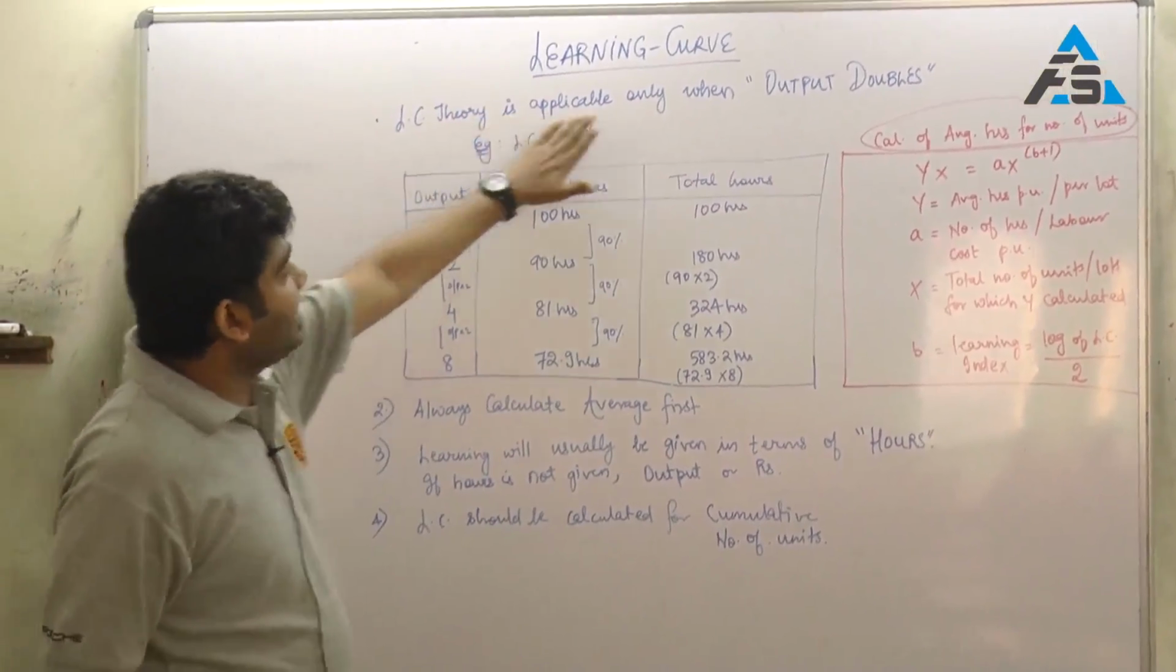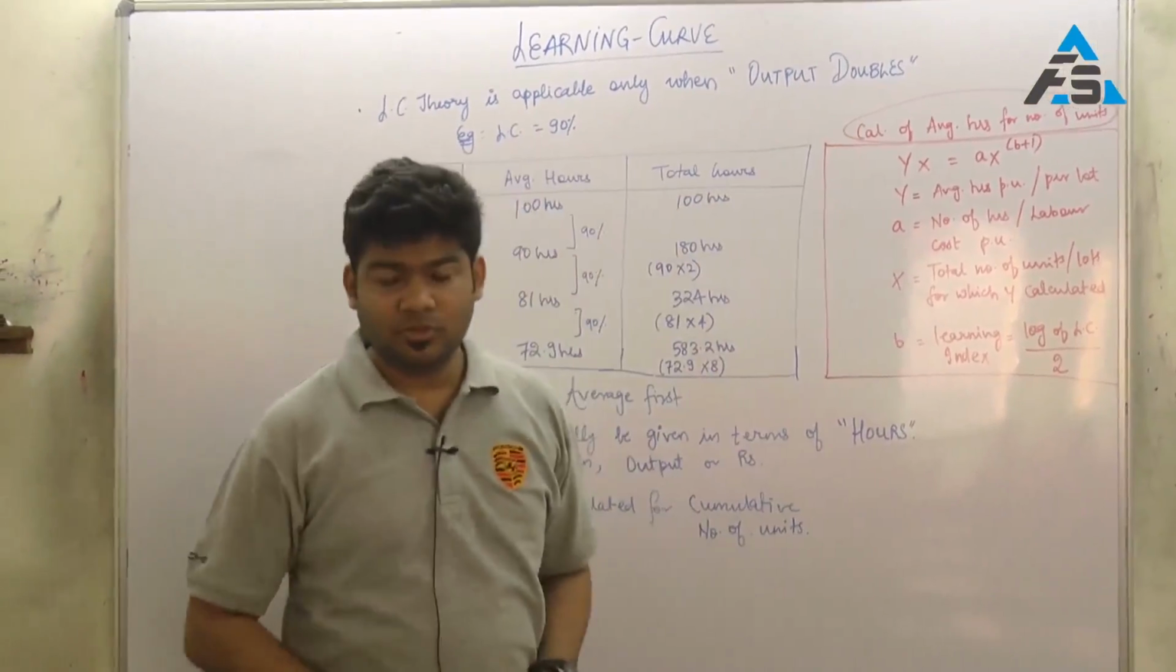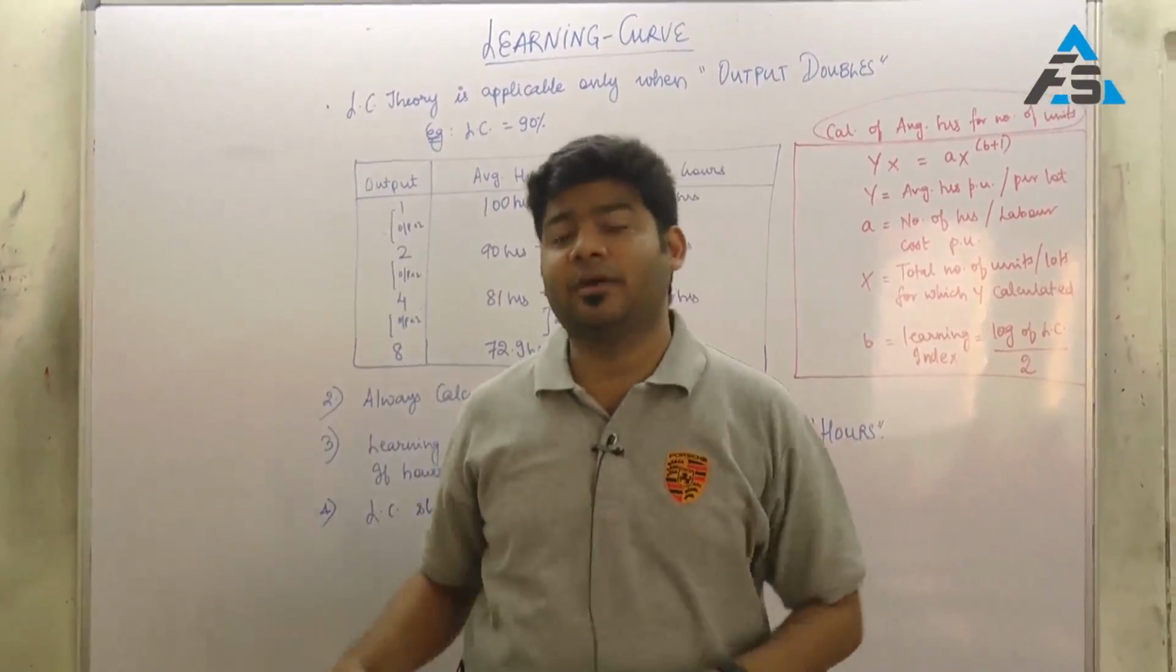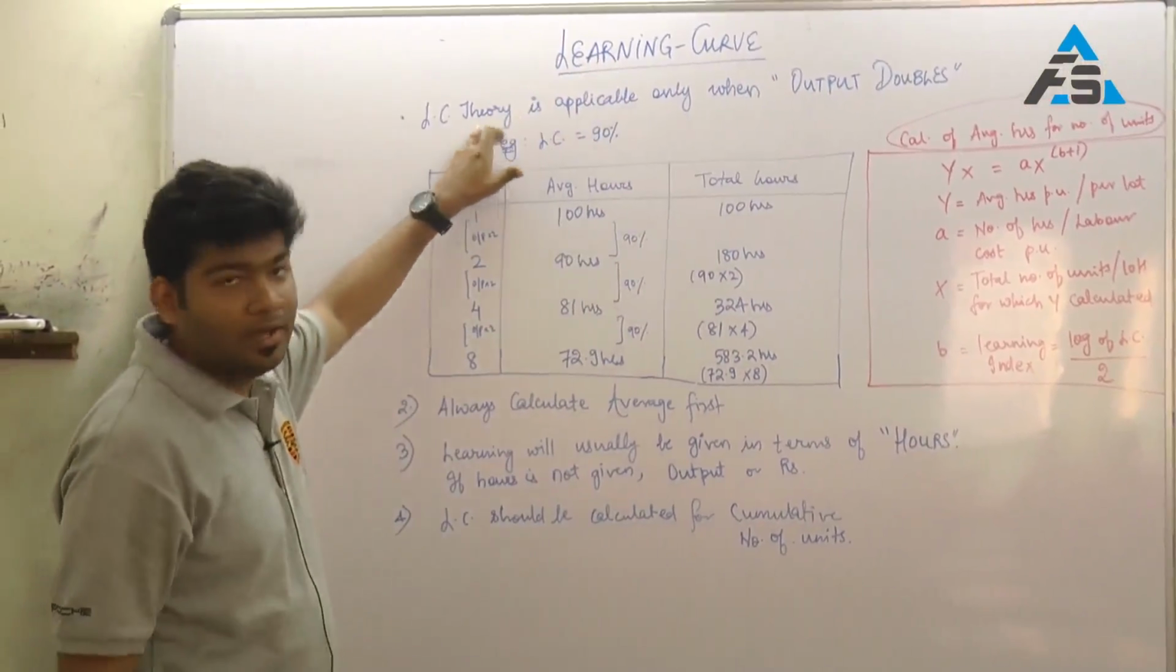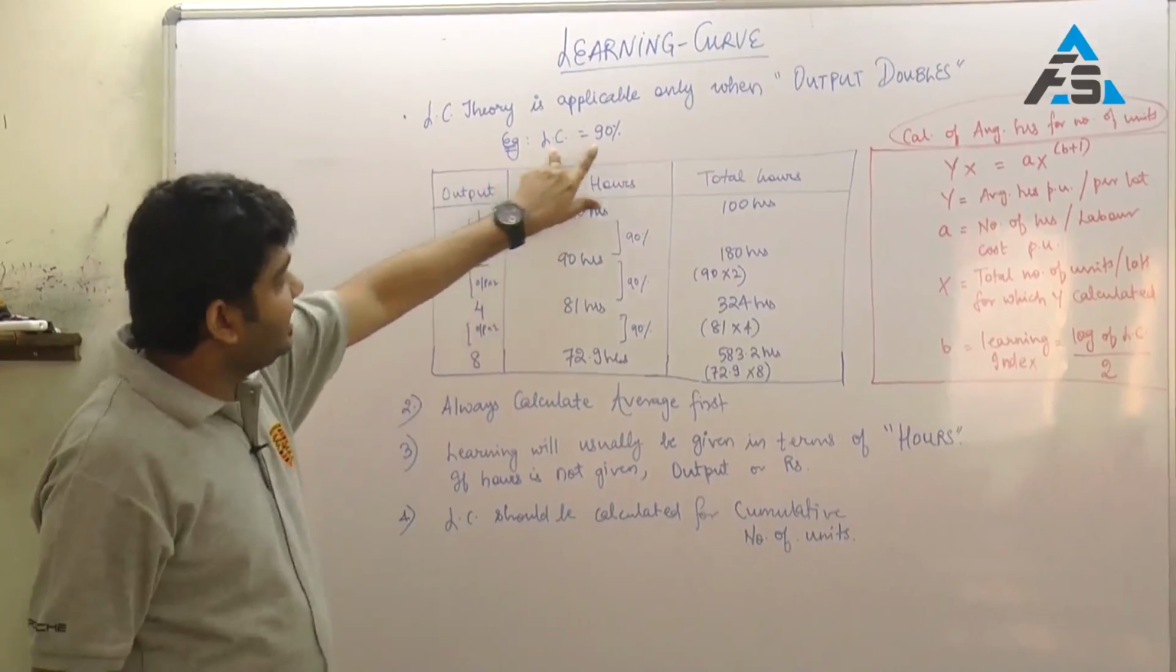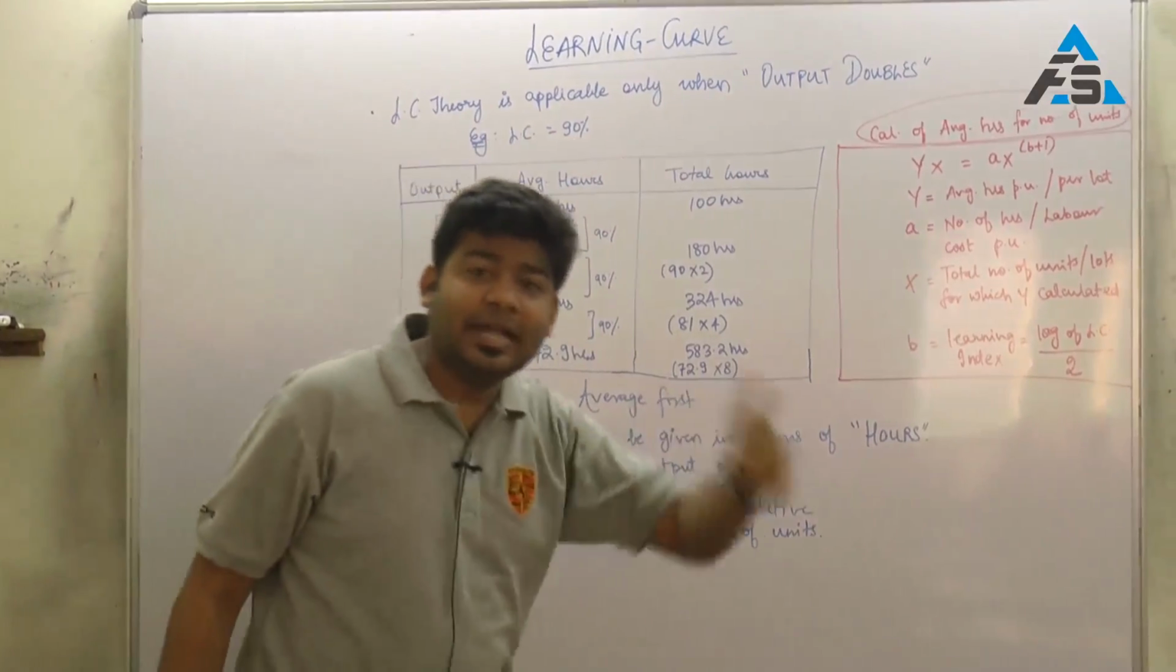Learning curve theory is applicable only when the output doubles. So keep that concept in mind before your examinations, that only when output doubles will the learning curve be applicable. Say for example, learning curve is 90%.